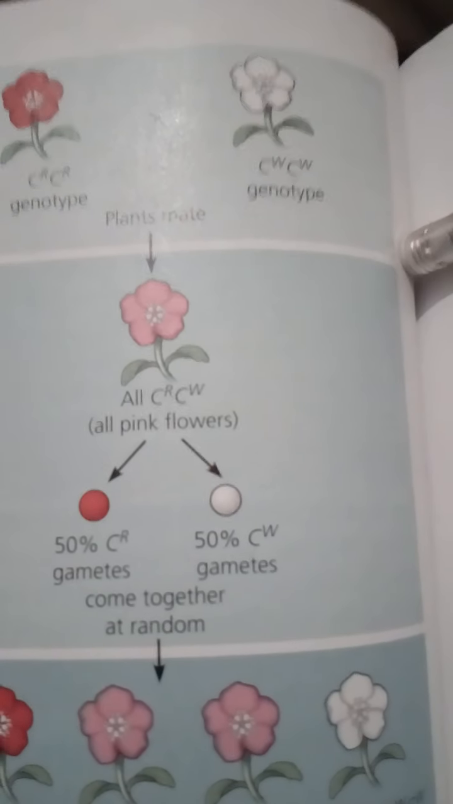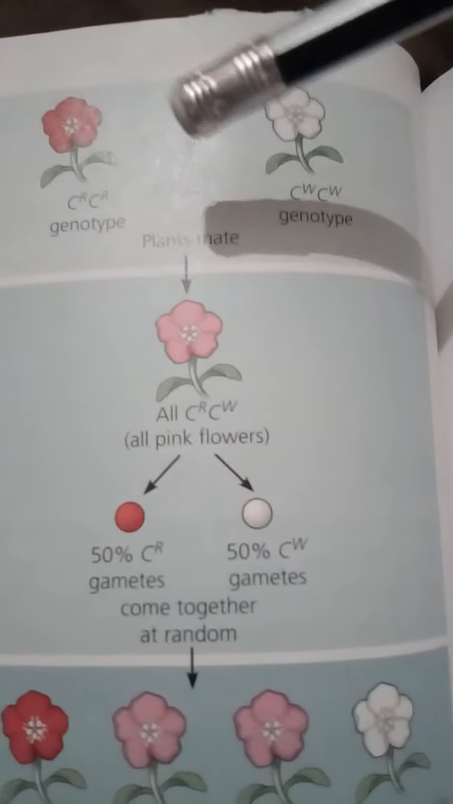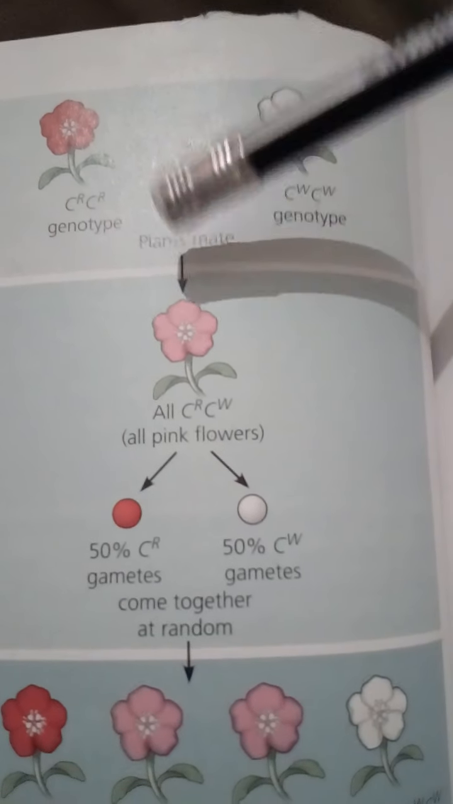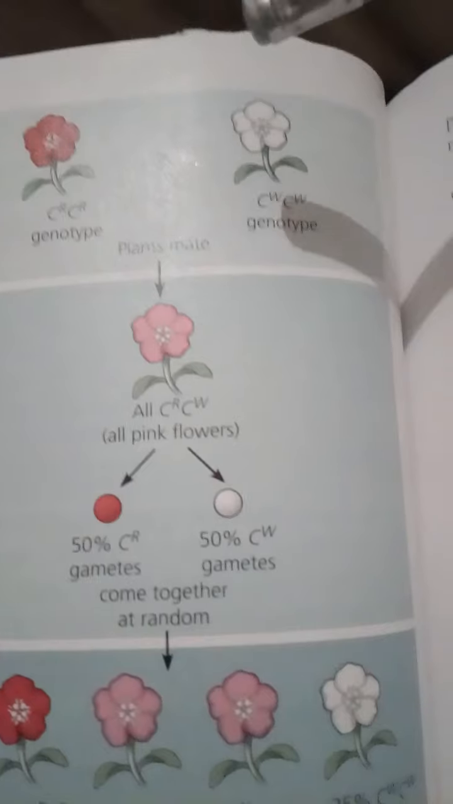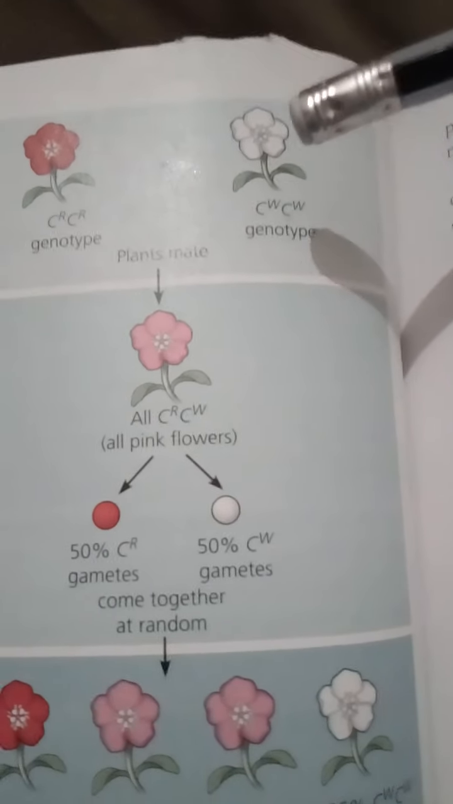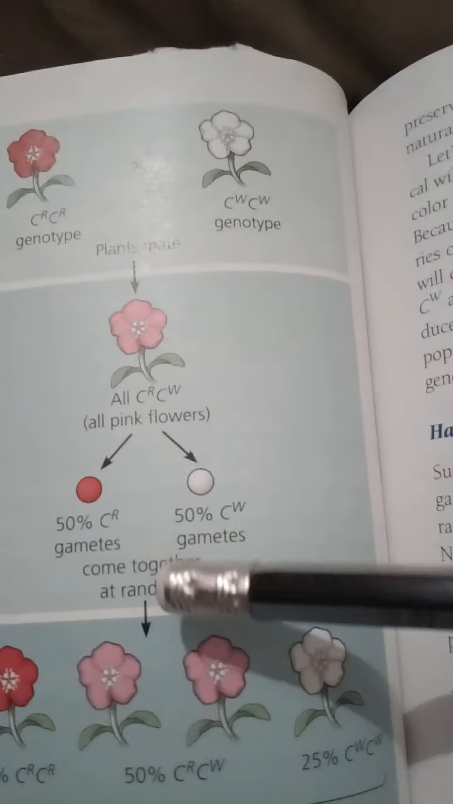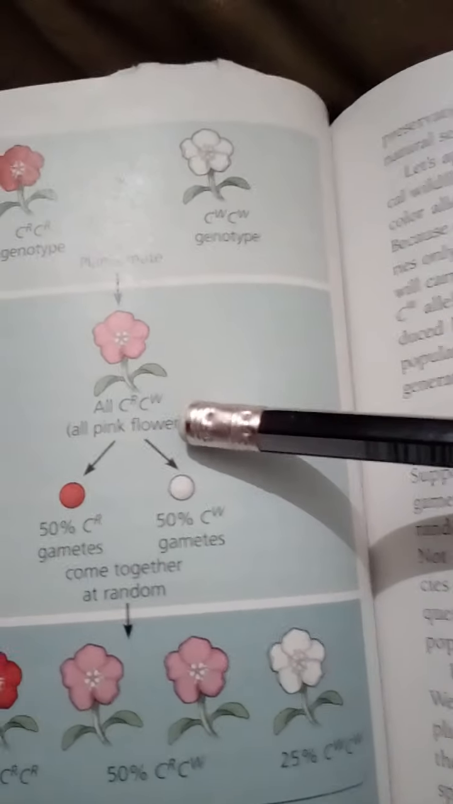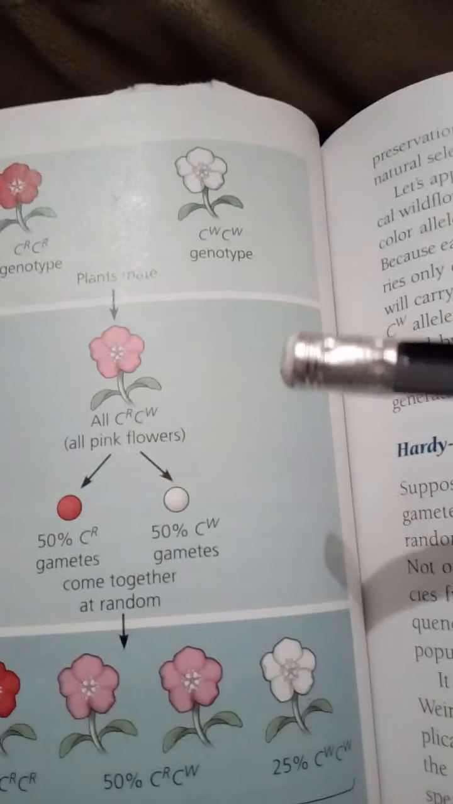At the locus that codes for flower pigment, plants homozygous for the C^R allele, C^R C^R, produce red pigments and have red flowers. Plants homozygous for the C^W allele, C^W C^W, produce no red pigments and have white flowers, and heterozygotes, C^R C^W, produce some red pigments and have pink flowers. In our population, there are 320 plants with red flowers, 160 with pink flowers, and 20 with white flowers.